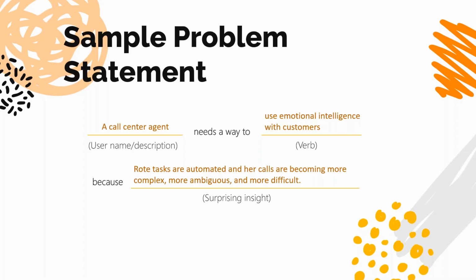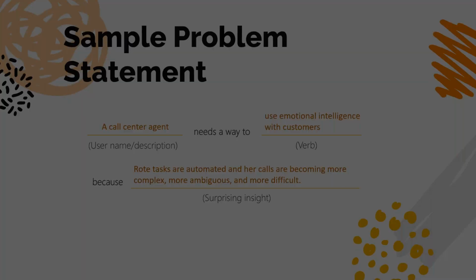Once we've got our personas identified, we also create a sample problem statement. Typically, it's what is this learner struggling to do? In our example, a call center agent needs a way to use emotional intelligence with customers because rote tasks are automated and our calls are becoming more complex, ambiguous, and difficult. This is the problem we're trying to solve for this call center agent.